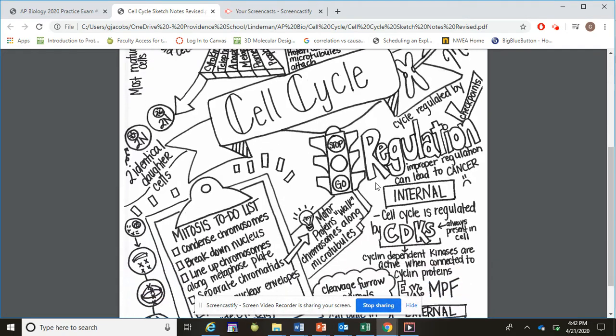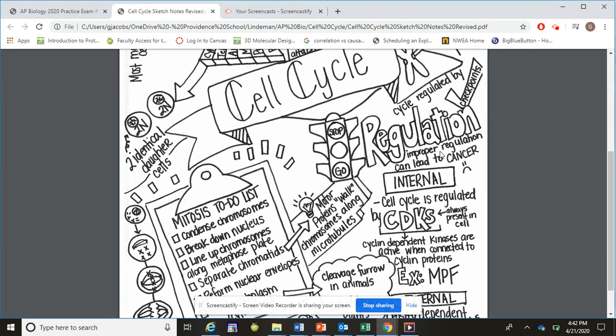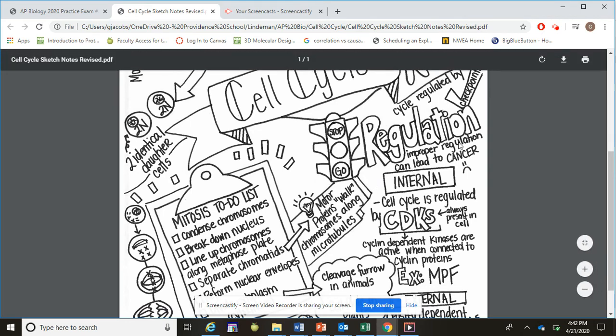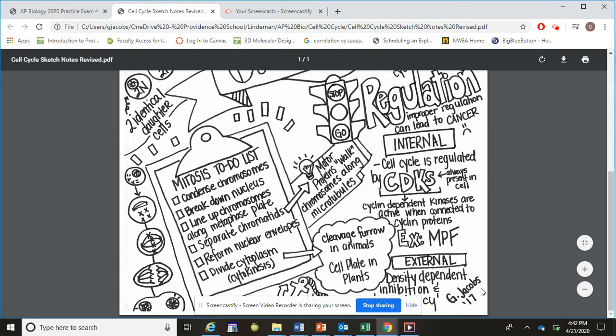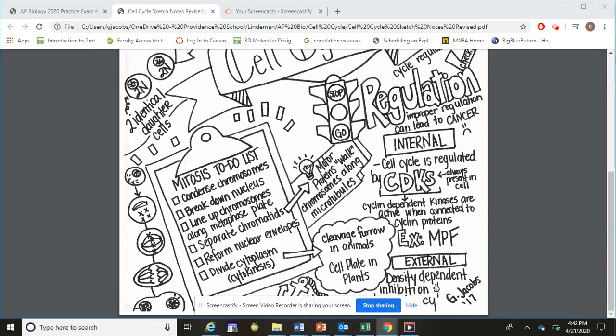So remember, the most important part here is that we have this regulation that's happening, and improper regulation can lead to cancer. So cyclin-dependent kinases are what is going to regulate this internal cell cycle. And then there's also external factors that can influence it, such as density-dependent inhibition, so that when cells are near other cells and they start to get a lot of cells crowding each other, it can turn off the cell cycle, because that's like an indication that there could be a tumor.